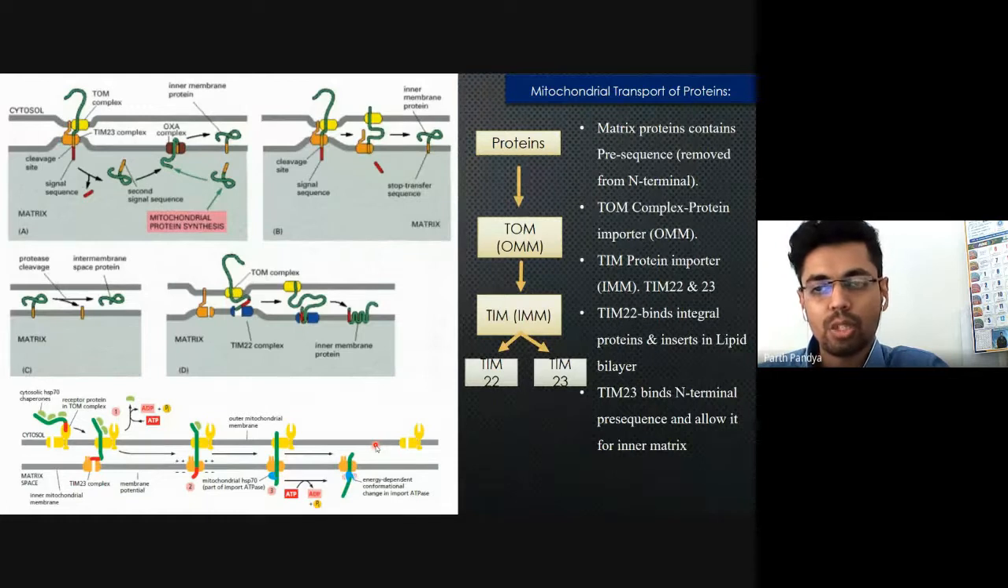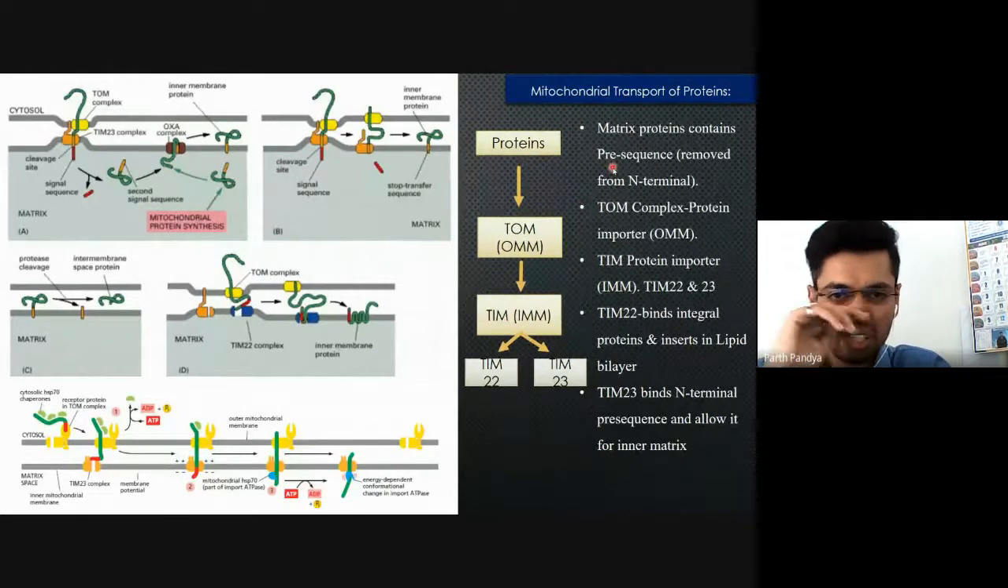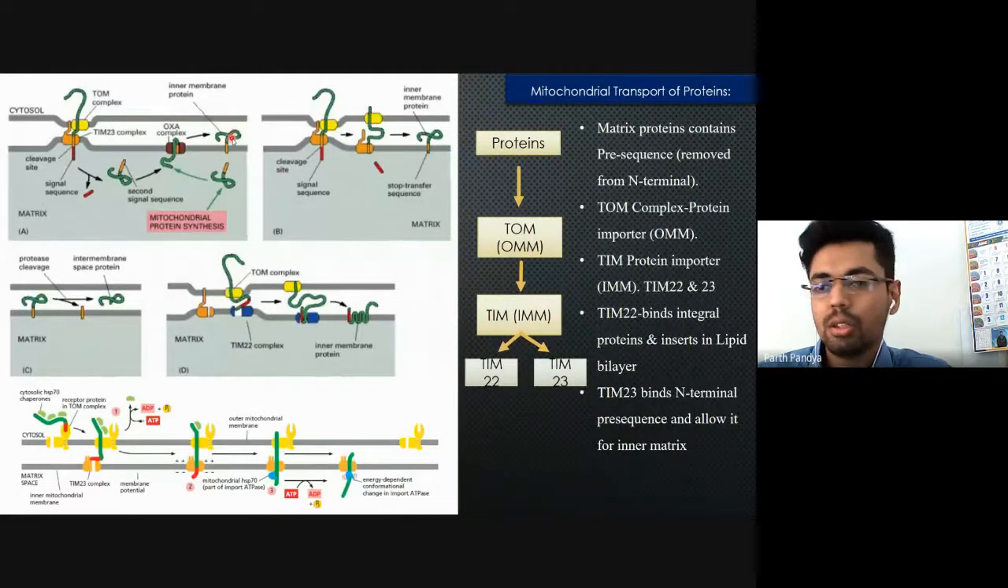Each and every protein has a specialized sequence, called the pre-sequence. This pre-sequence, which is found in the N-terminal portion, is easily recognized by the TOM protein, which is the translocase of the outer membrane. This TOM protein is nothing but an importer which imports the protein inside the matrix part of the mitochondria. So the protein goes inside, and the signal sequence is cleaved off. A second signal sequence is then identified by the TIM proteins, and whether that protein will be an integral membrane protein or an intermembrane protein is decided there.